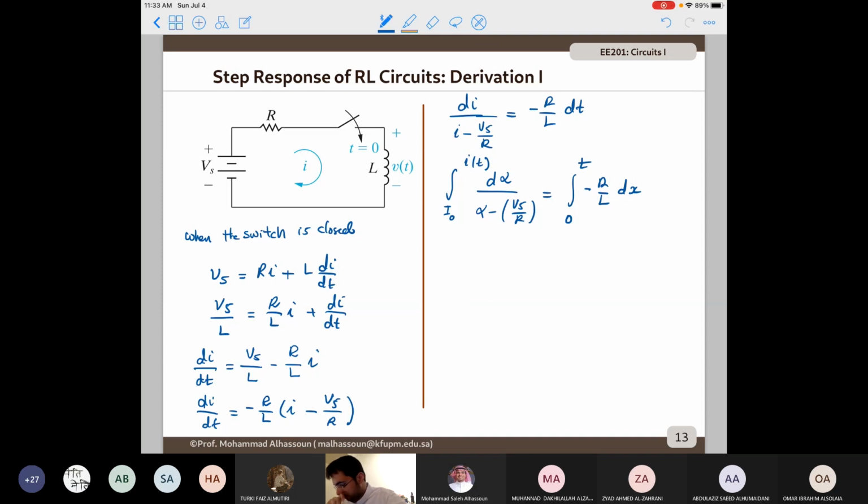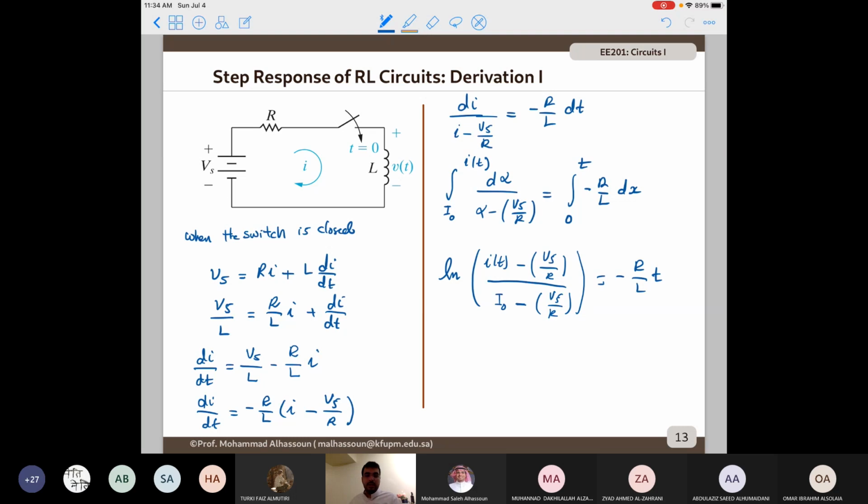Okay, now if I solve the integral, it's going to be the natural logarithm of I(t) minus Vs/R, divided by I naught minus Vs/R, equals minus R/L t. So remember, my goal here is to find I.